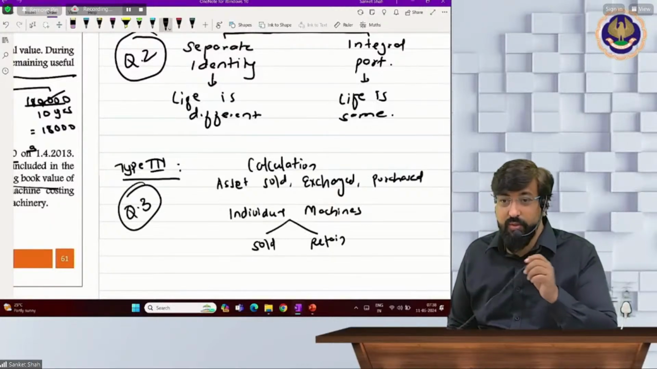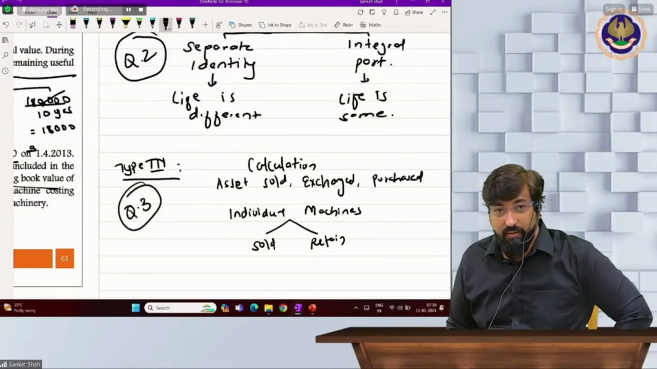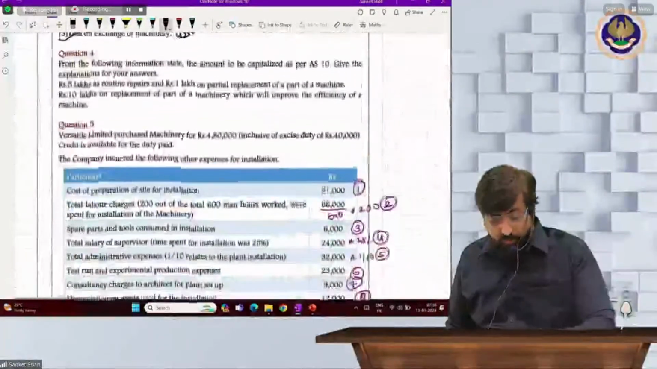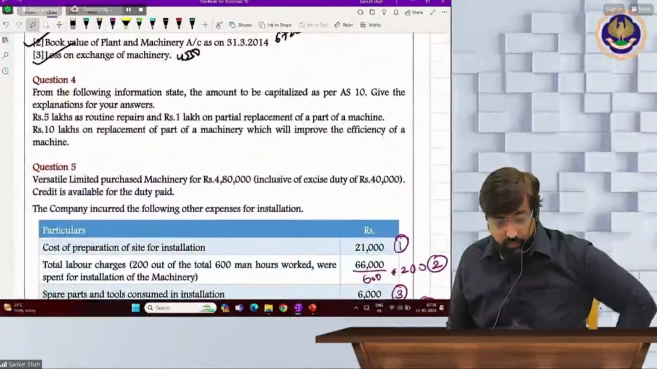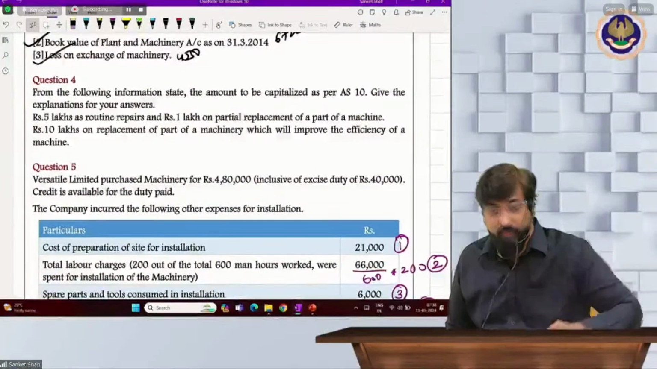Yes, my dear students, question number 3, you are going to solve it in this way. Are you finding it simple? Yes sir, we are finding it very simple. Question number 4.